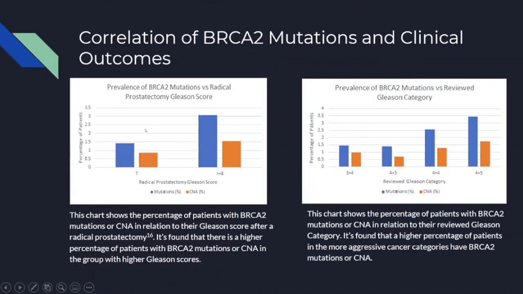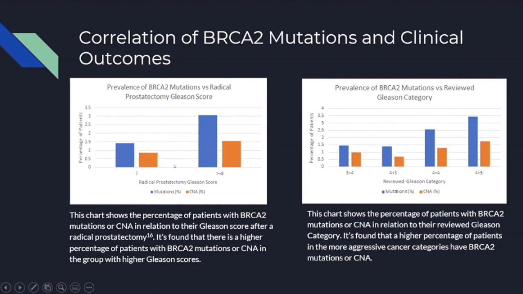The chart on the left shows the percentage of patients with BRCA2 mutations or copy number alteration, CNA, in relation to their Gleason score after a radical prostatectomy. This data came from the Nature Genetics database in cBioPortal, and it's found that there is a higher percentage of patients with BRCA2 mutations or CNA in the group with higher Gleason scores. 3% of the patients with Gleason scores of 8 or higher in this database have BRCA2 mutations, compared to less than 1.5% for the Gleason score of 7.